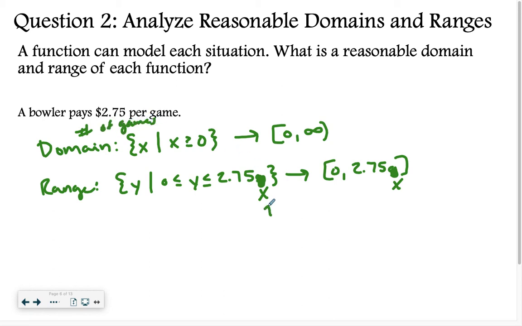So then you do 2.75 times x. And I should have done that with the table and chairs too. But that is how you'd find your domain and range. I wrote them both as curly brackets and also interval notation.